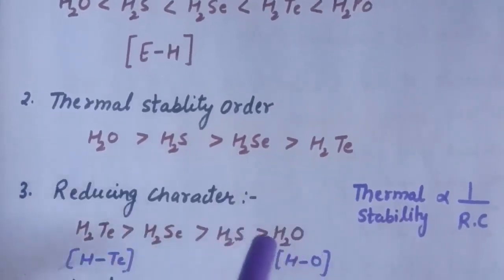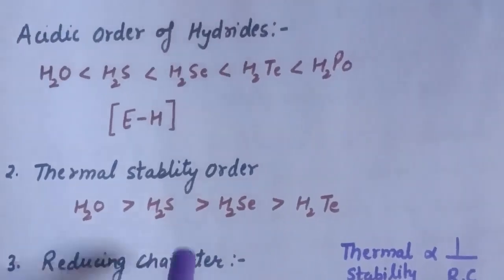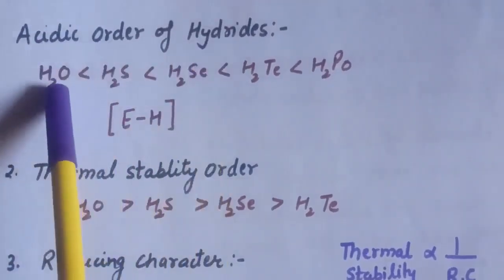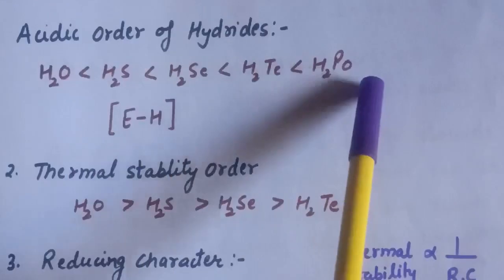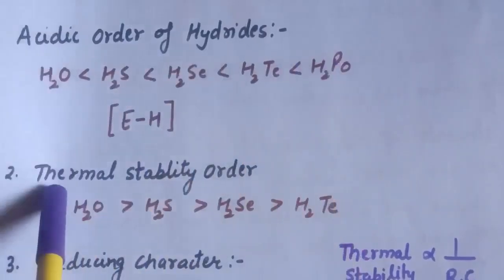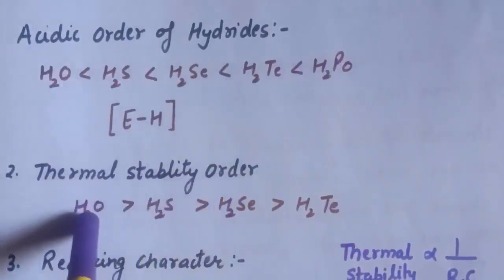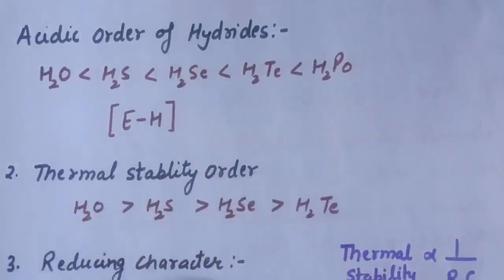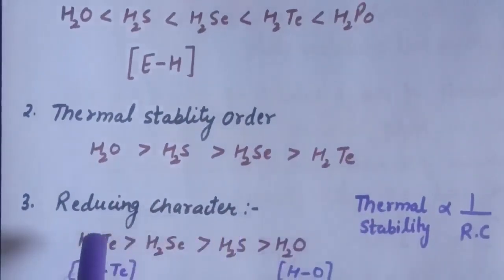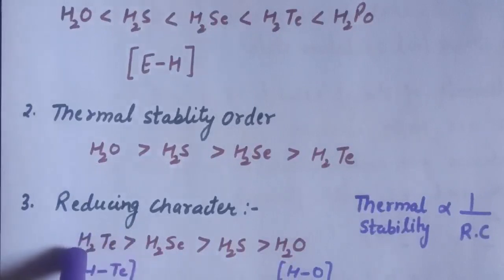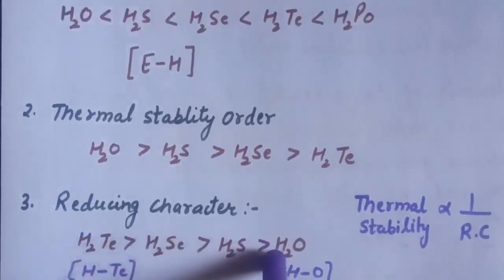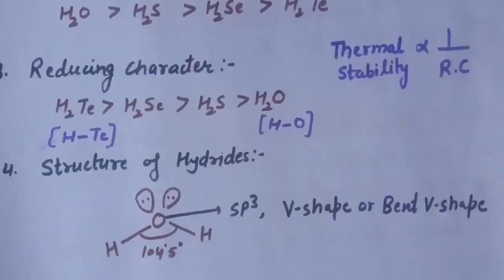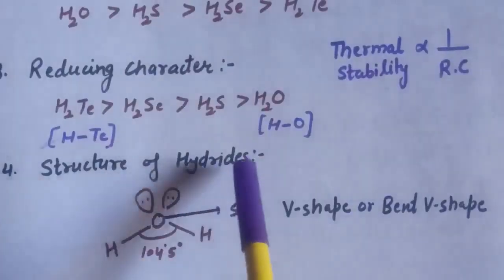So these are the three properties of these hydrides. Acidic order: H2O is least acidic, H2Te is most acidic. Next is thermal stability: H2O is most thermally stable, and H2Te is least stable. Third is reducing character: H2Te is most reducing, whereas H2O is least reducing. So next we have the structure of hydrides.